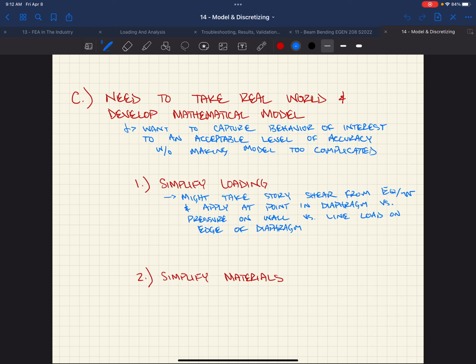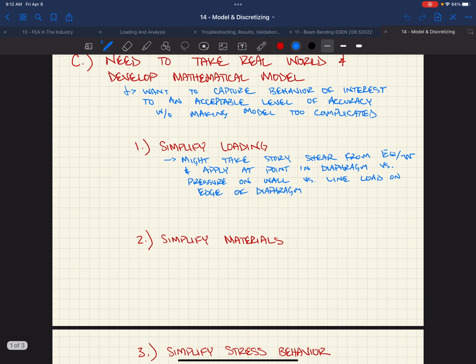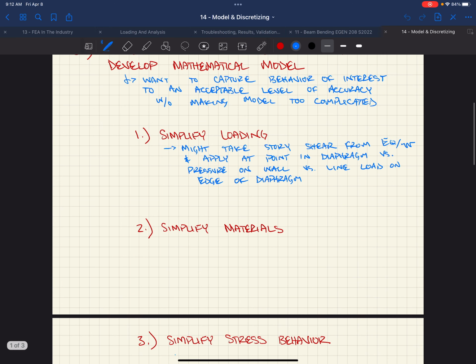All right. So with this, when we make that jump from the real world to the mathematical model, we make a lot of simplifications. We did it in our very first homework assignment with our concrete column. We made a lot of assumptions in our mathematical model. In this case, we might simplify loading, some examples of which would be, we talked about it on Wednesday, story shears for lateral loading, whether it's wind or earthquake. We can apply those in tons of different ways. We could apply it as a point load on the diaphragm, or pressure on a wall, line load on an edge of the diaphragm, line load on a column that then takes it to the diaphragm.